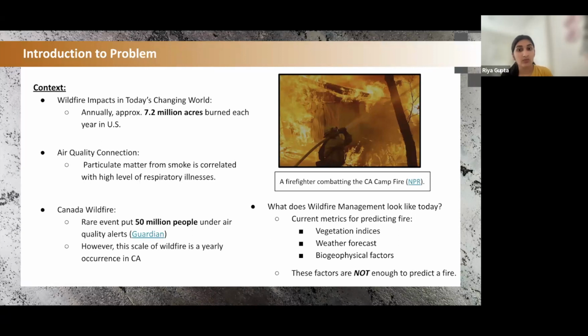But currently, what does wildfire management look like? Many wildfire institutions predict wildfire using vegetation indices, weather forecasting, and other biogeophysical factors. However, these factors are currently not enough, as more than 90% of wildfires are started by human activity. As such, it is important to understand the impact of human use of land cover and other factors as well.